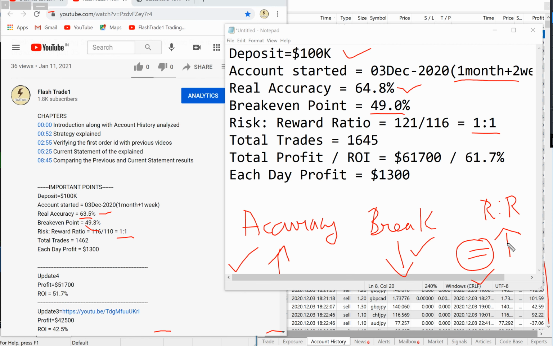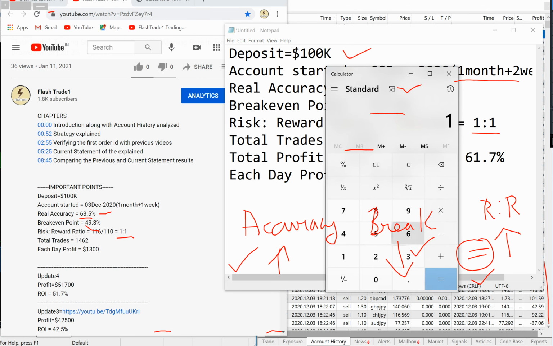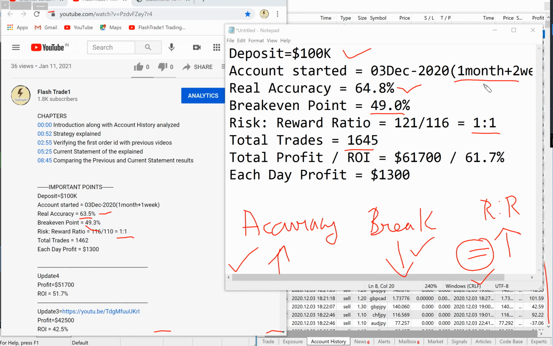Total trades on this account is 1645. Now let's count it. 1645 divided by 1 month and 2 weeks, creating 45 days. So 36 to 40 trades are placed daily on this account.